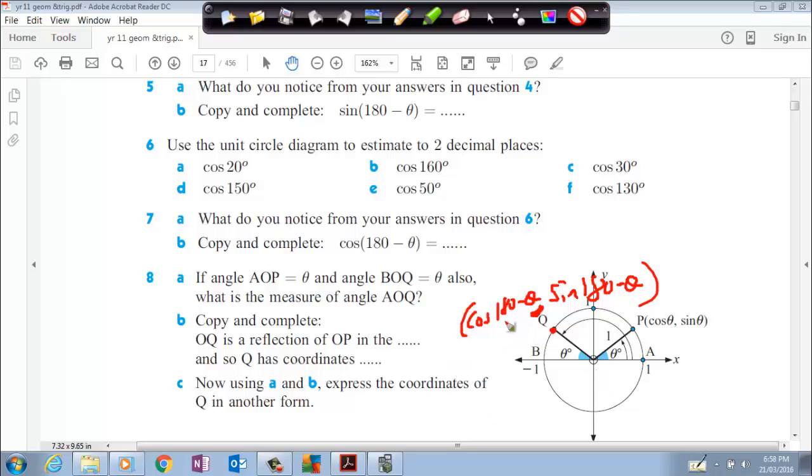So we found 2 ways of doing it. Part A is saying that we could have that for the coordinate of Q. Part B is saying that we could have it as this for the coordinate of Q. And that agrees with what we found right up the top, that cos of 180 minus theta is equal to the negative of cos theta. That was the first rule we learnt. And sine of 180 minus theta equals sine of theta. That was the second rule that we learnt.